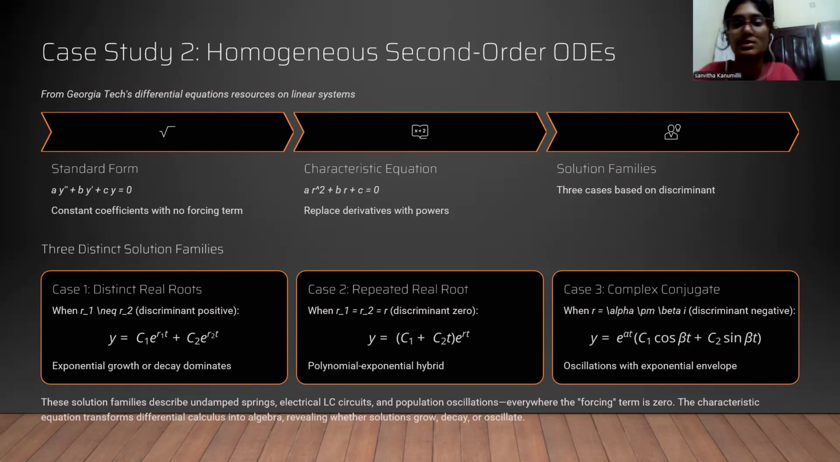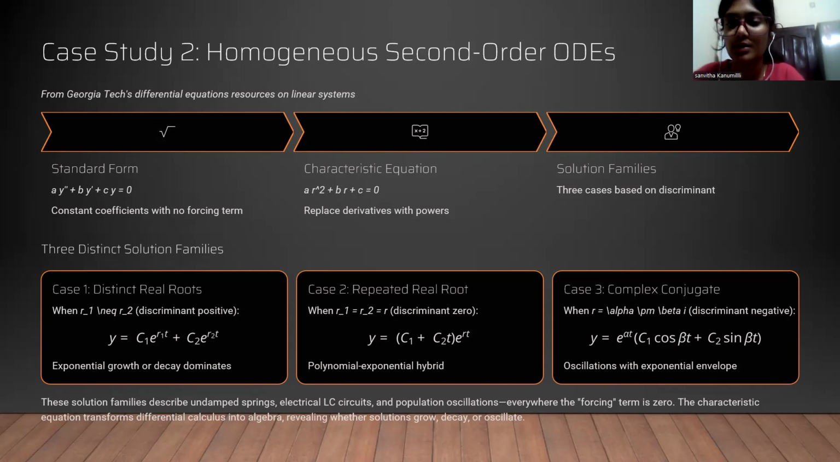Coming to the characteristic equation, we have ar^2 + br + c = 0. We replace derivatives with powers. And solution families: three cases based on the discriminant. Three distinct solution families. Case 1 is distinct real roots. When r1 and r2 are real and the discriminant is positive, y = C1 e^(r1 t) + C2 e^(r2 t). This is exponential growth or decay dominance.